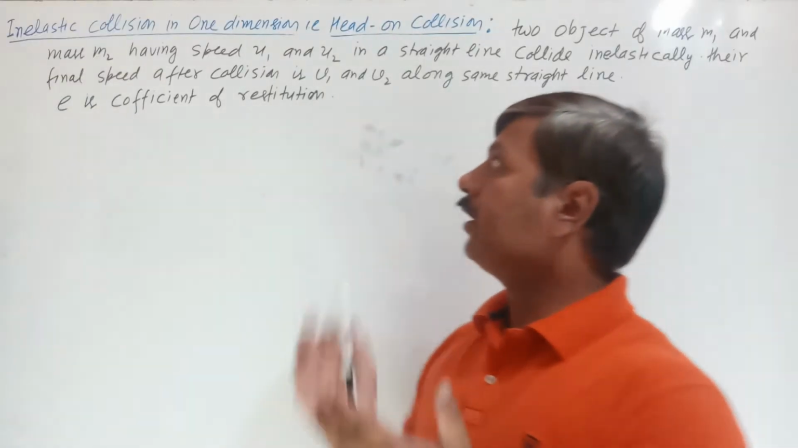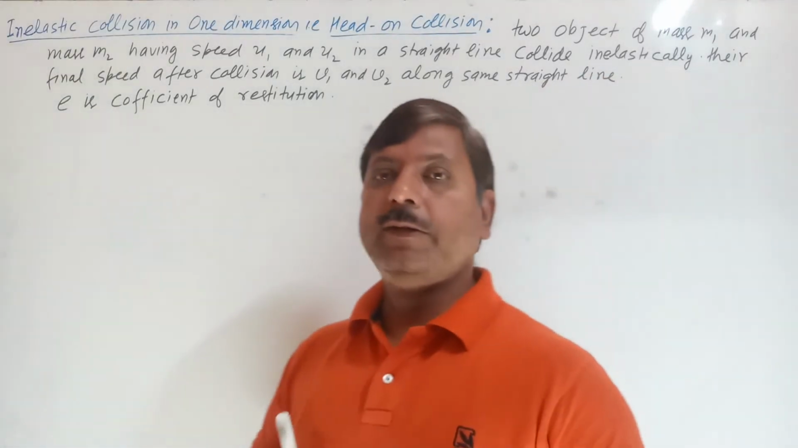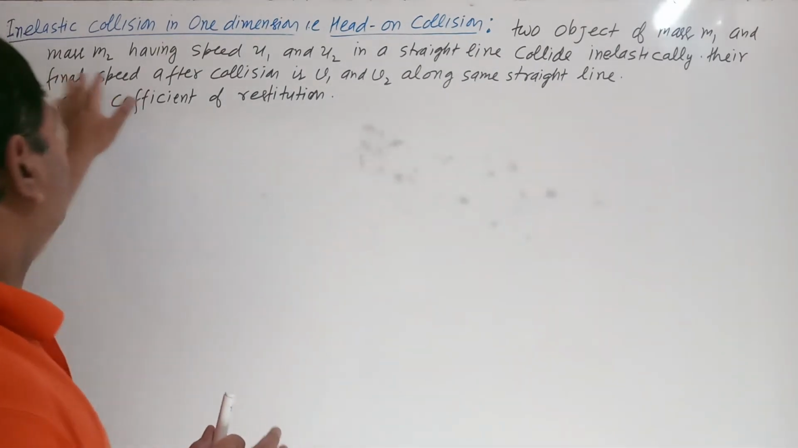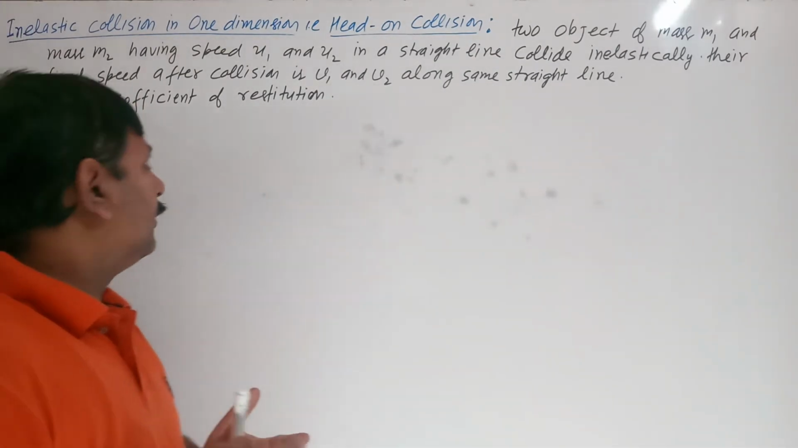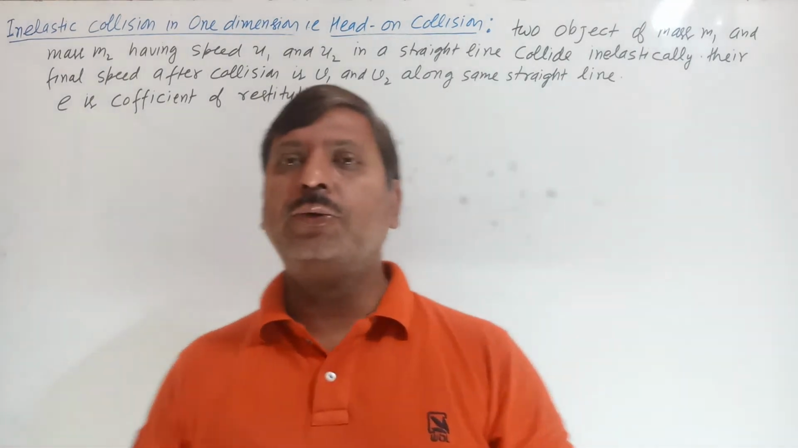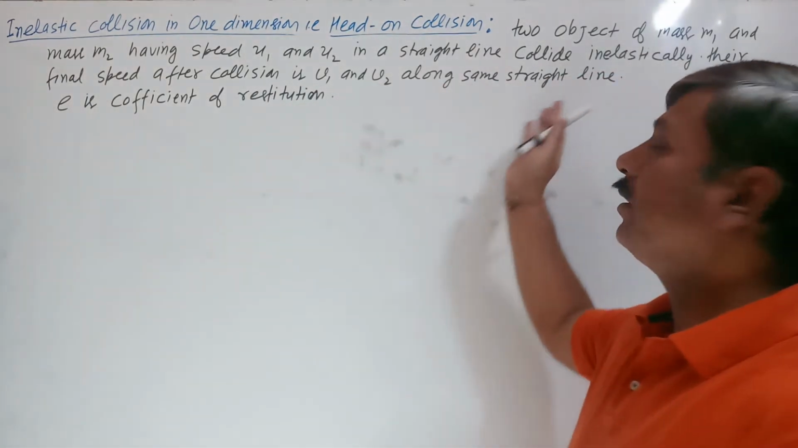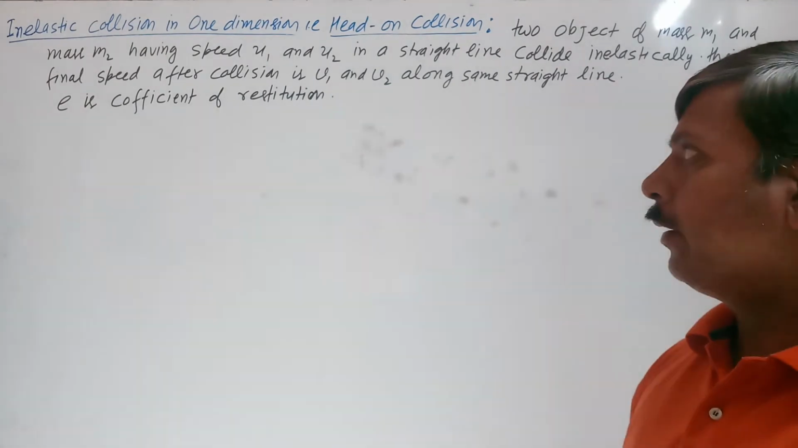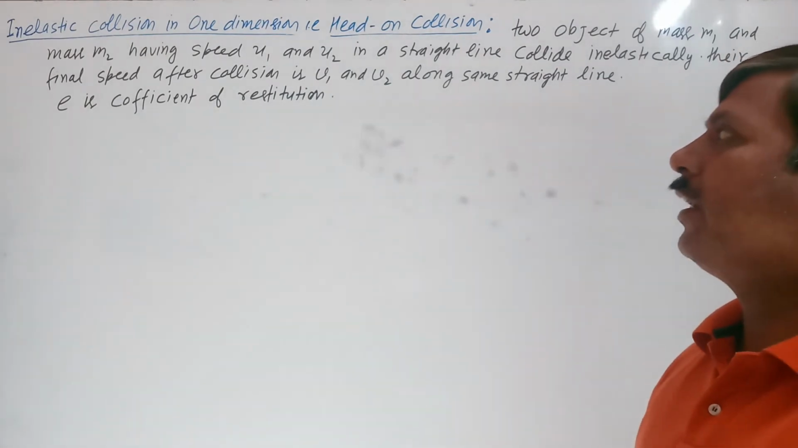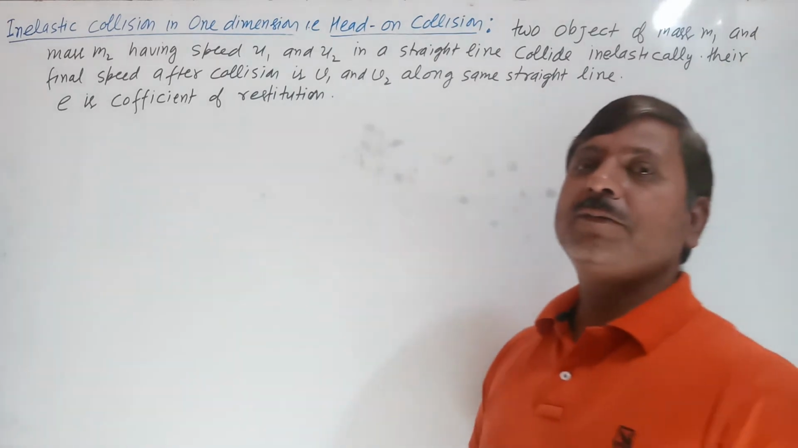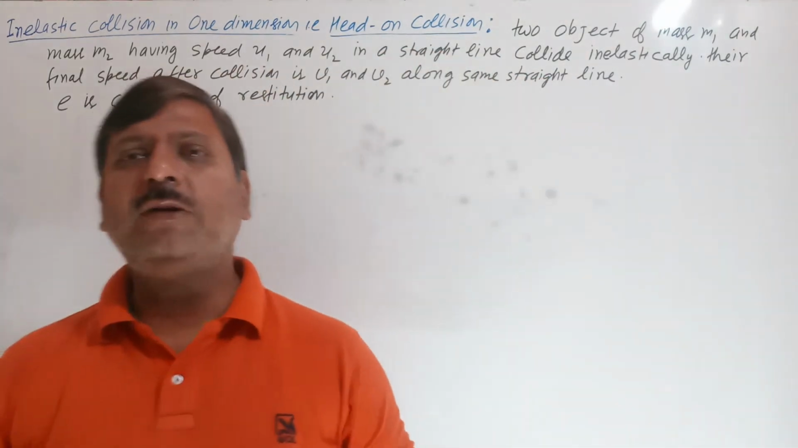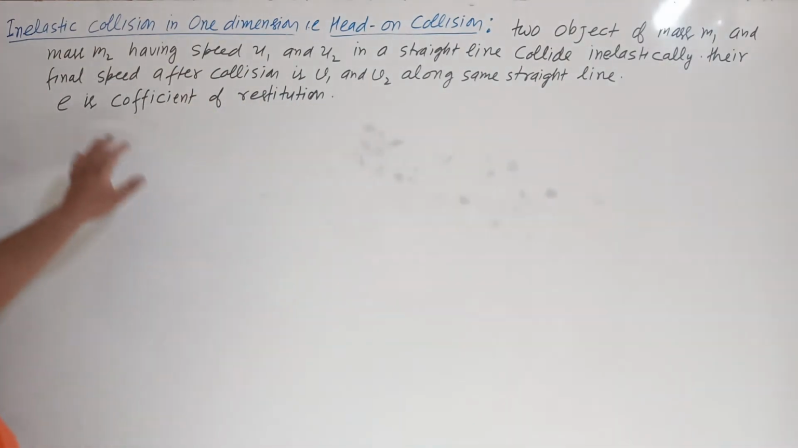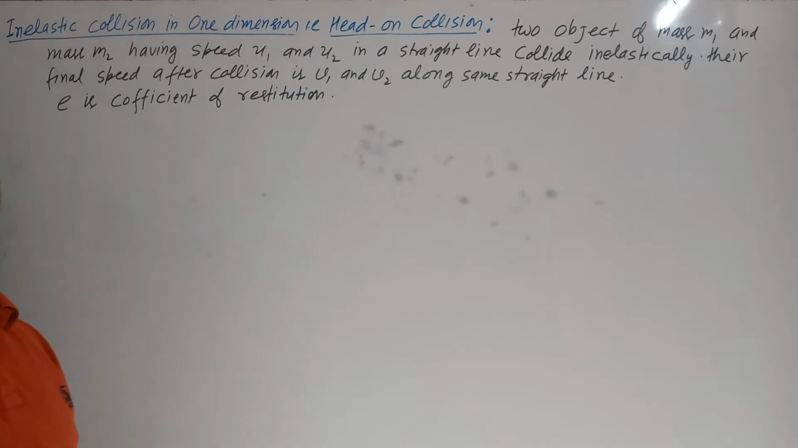Here we are discussing inelastic collision in one dimension. See here, two objects of mass m1 and m2 having speeds u1 and u2 are moving in a straight line, and an inelastic collision occurs. Find the speeds v1 and v2 after the inelastic collision. They have given e as the coefficient of restitution.